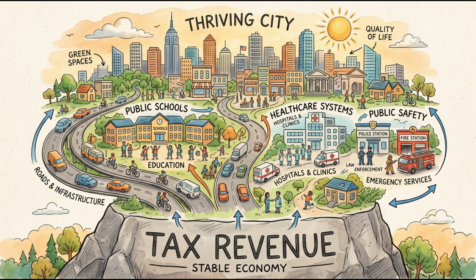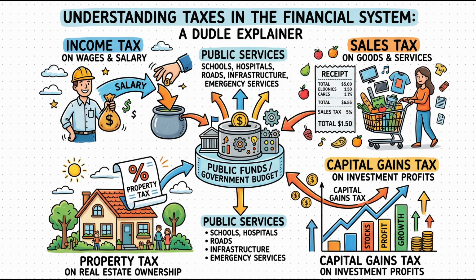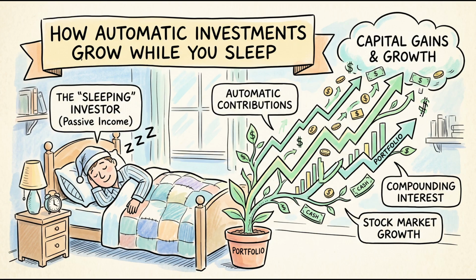But here's the kicker. Taxes don't just exist in one single form. They hit entirely different financial activities. Income tax hits the money you earn. Sales tax hits the money you spend. Property tax hits the things you own. And capital gains tax hits the money your investments make while you're fast asleep.